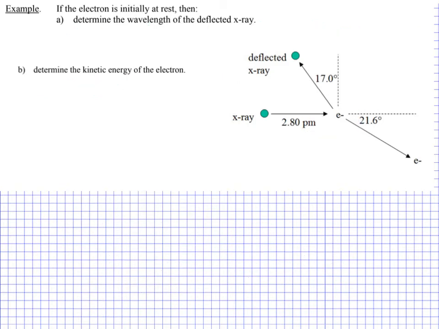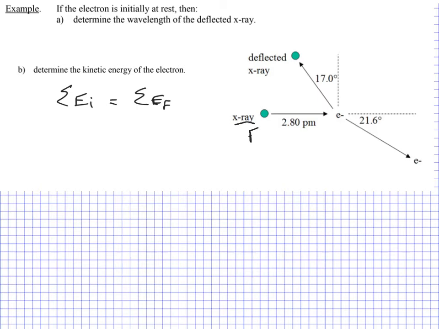Part B of the situation, I'm determining the kinetic energy of the electron. So of course, I'm going to do a sum energy equation. The total initial energy has to be equal to the final energy. And what's the initial energy? Well, that's going to be the energy of this photon here.